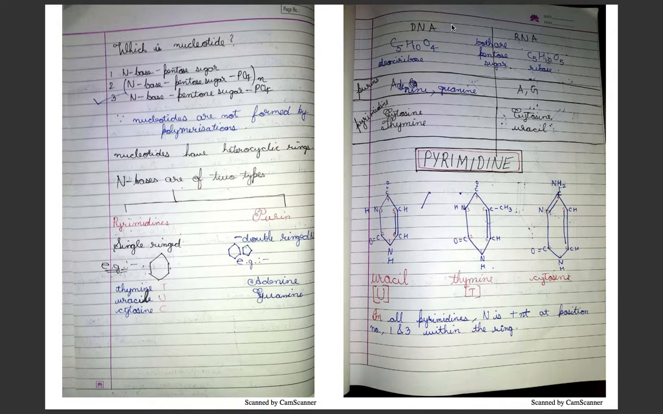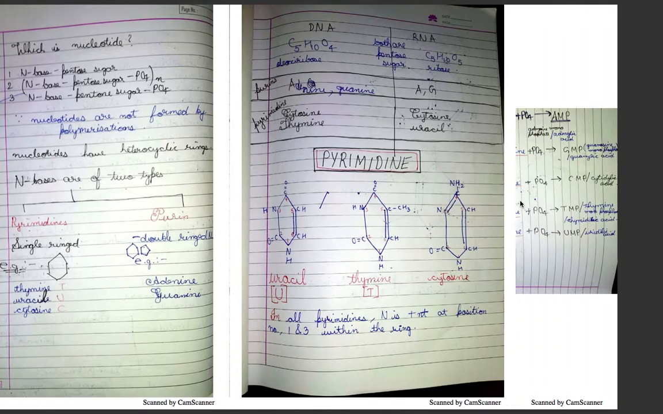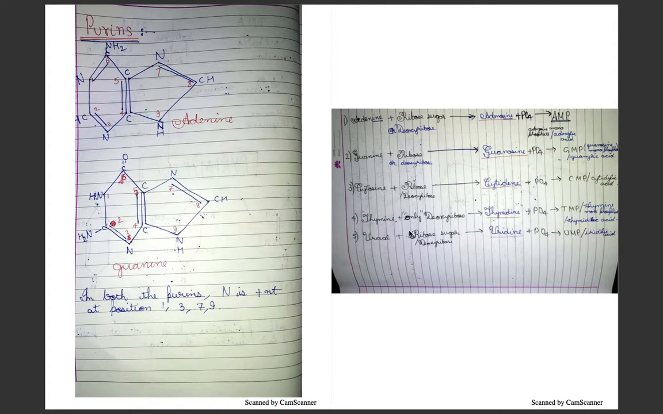DNA has deoxyribose and RNA has ribose. DNA has both the purines, adenine and guanine, and RNA also has both the purines. The pyrimidines present in DNA are only cytosine and thymine, and in RNA they are cytosine and uracil. So pyrimidines are three: uracil, thymine, cytosine. These are the structures. In all the pyrimidines, nitrogen is present at positions 1 and 3 within the ring. Purines are two: adenine and guanine. These are the structures. In both the purines, nitrogen is present at positions 1, 3, 7 and 9.